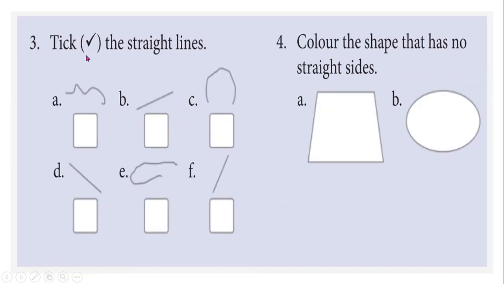Question number 3, tick the straight lines. Here we need to tick the straight lines. A is not a straight line, B is a straight line, put a tick mark. C is not a straight line, D is a straight line, put a tick mark. E is a curved line, F is a straight line, put a tick mark here. Coming to question number 4, color the shape that has no straight sides. In question A, we have a diagram in which the sides are drawn with straight lines. So we will not color this shape. Coming to B, it's an oval shape, and its side has no straight sides. So we will color this shape B.